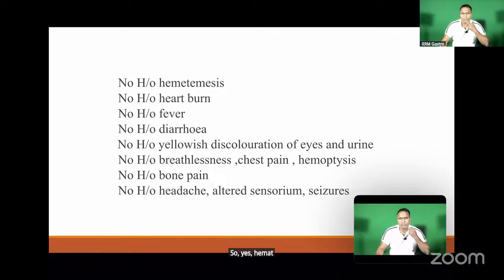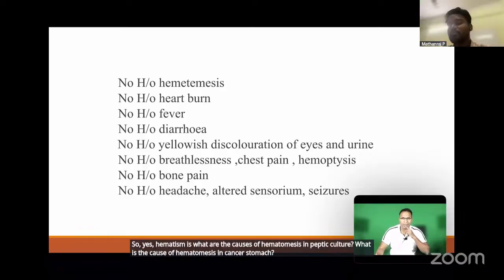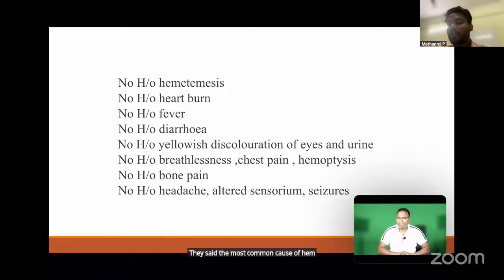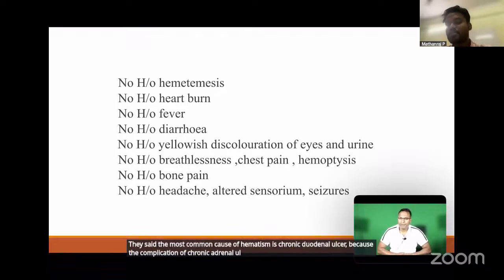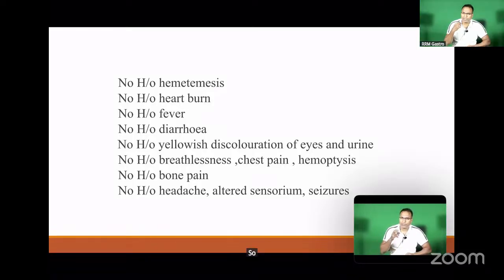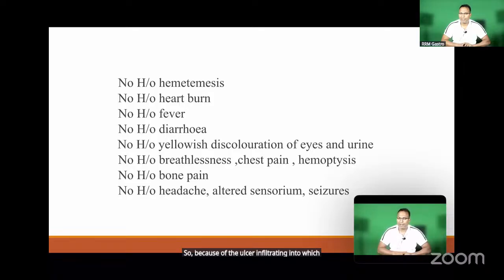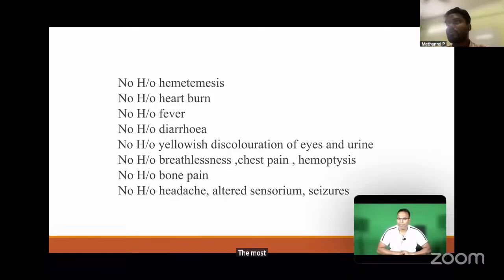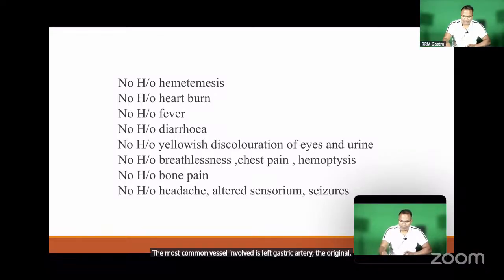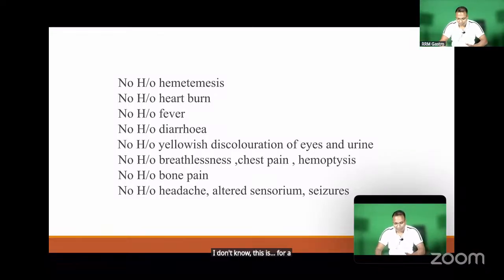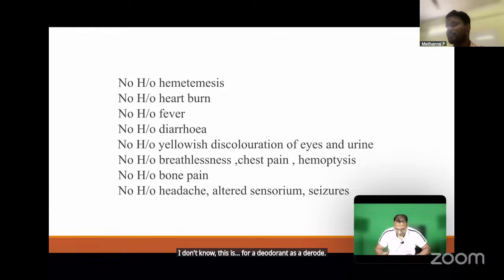So, hematemesis. What are the causes of hematemesis in peptic ulcer? What is the cause of hematemesis in cancer stomach? Yes, the most common cause of hematemesis is chronic duodenal ulcer, because the complication of chronic duodenal ulcer is upper GI bleeding. So the patient can have hematemesis, because of the ulcer infiltrating into which vessel? The most common vessel involved is the left gastric artery in duodenal ulcer. No, this is for duodenal ulcer. Where does it erode? The gastroduodenal artery is involved.